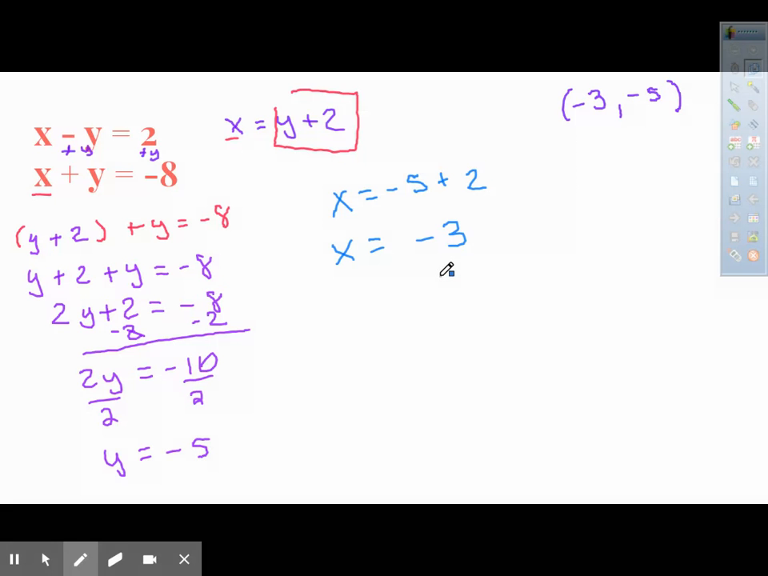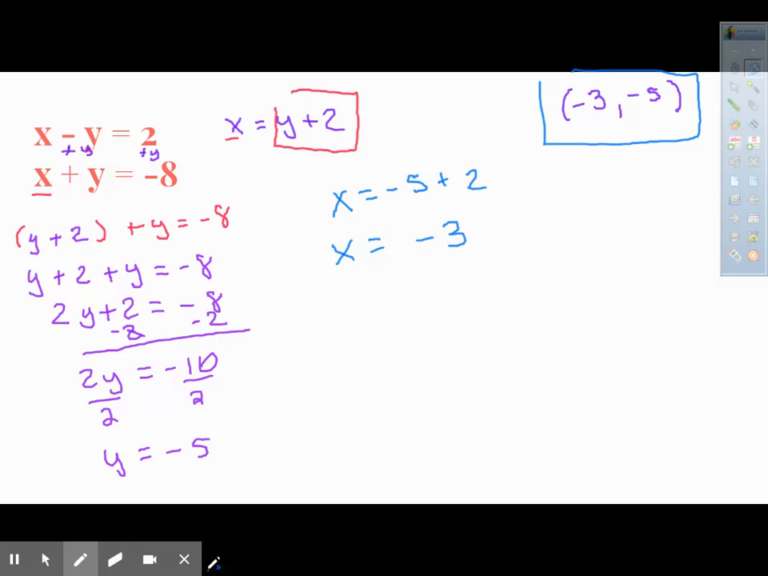Your solution would be the ordered pair. We have y equals -5 and x equals -3. Yeah, so they were correct. So our solution is -3 comma -5. That would be the ordered pair where they overlap. Okay. What questions do you have now?